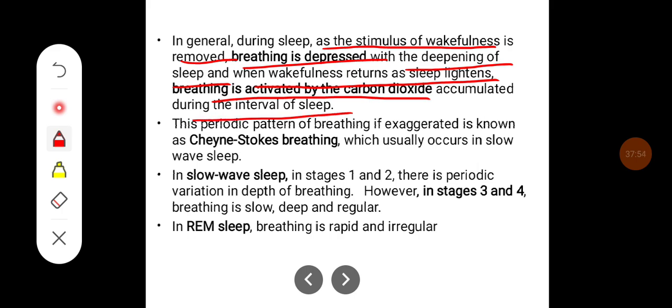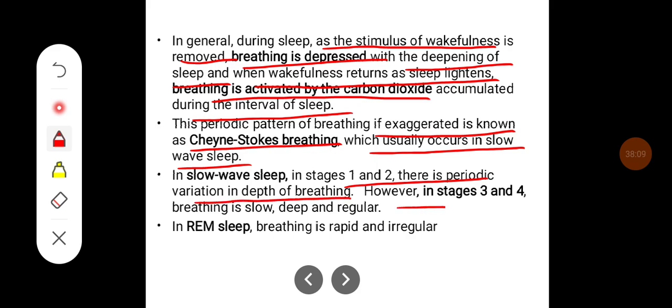This periodic pattern of breathing, if exaggerated, is known as Cheyne-Stokes breathing, which usually occurs in slow wave sleep. In slow wave sleep, in stages 1 and 2, there is a periodic variation in the depth of breathing. However, in stages 3 and 4, breathing is slow, deep, and regular. In REM sleep, breathing is rapid and irregular.